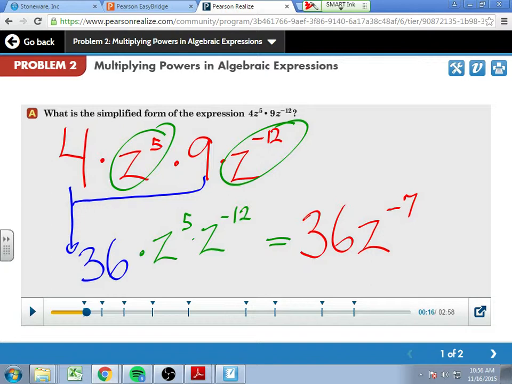And another way that we could write this, depending on if it's asking for positive or negative exponents.